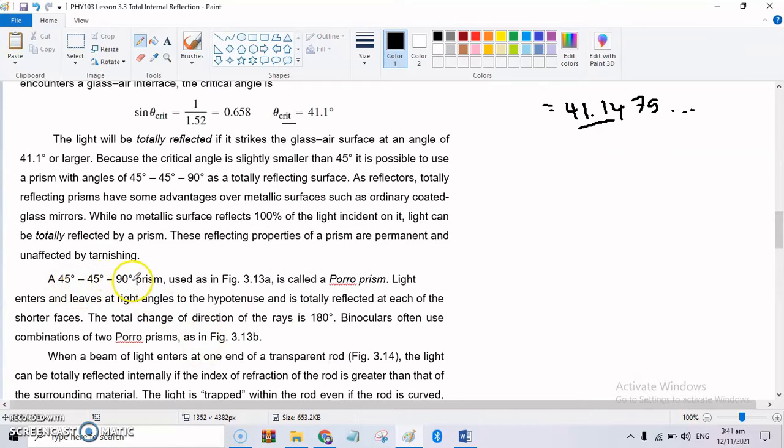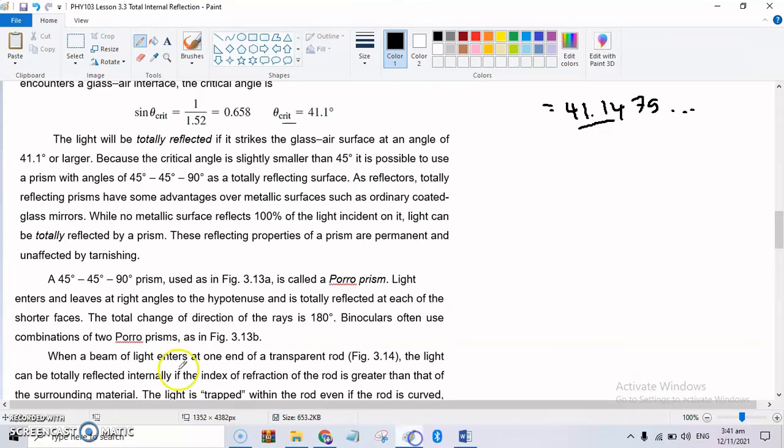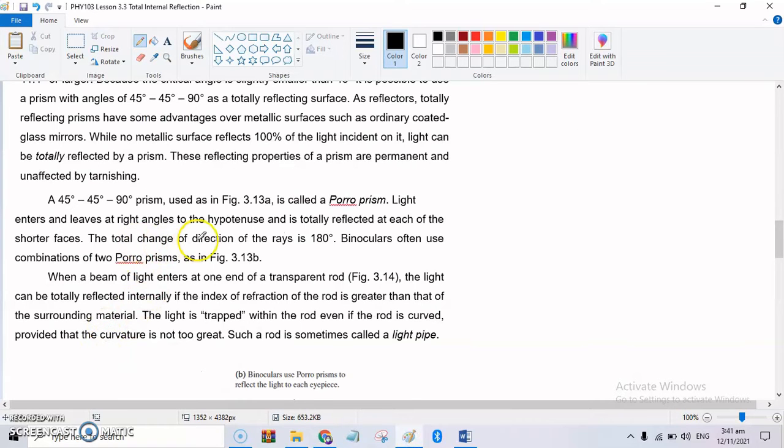A 45-45-90 prism, used as in figure 3.13a, is called a porro prism. Light enters and leaves at right angles to the hypotenuse and is totally reflected at each of the shorter faces, just like in this figure. The total change of direction of the rays is 180 degrees. Binoculars often use combinations of two prisms, as in figure 3.13b. Binoculars, okay?